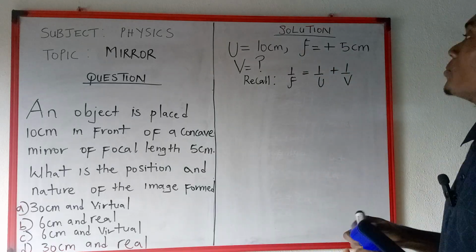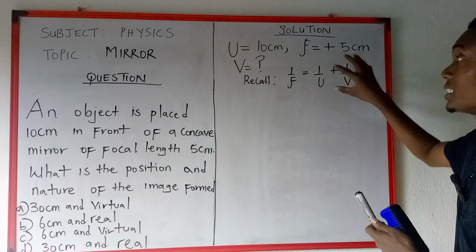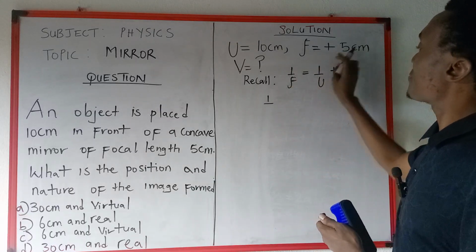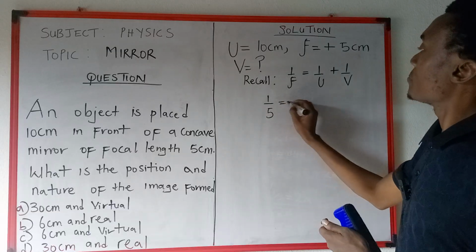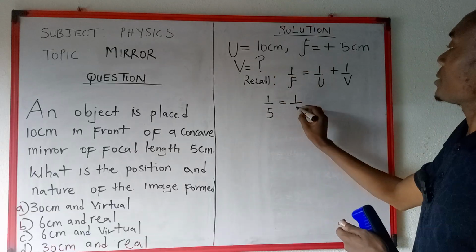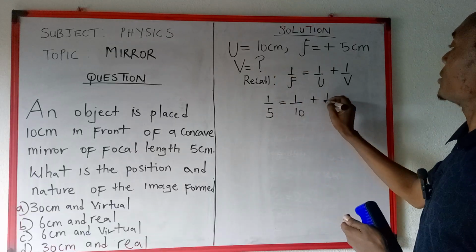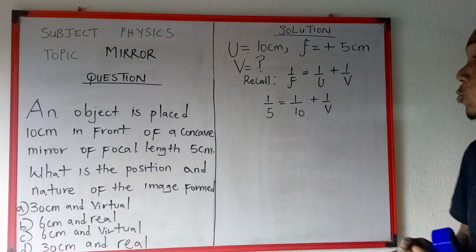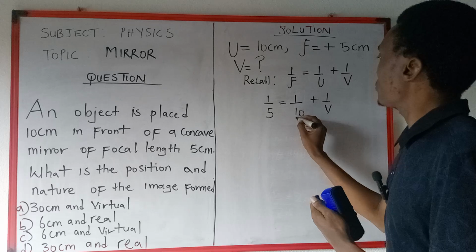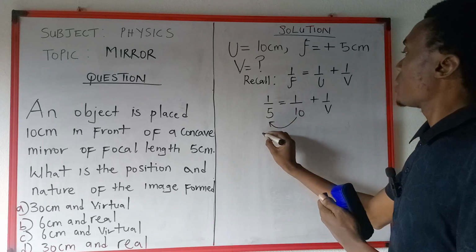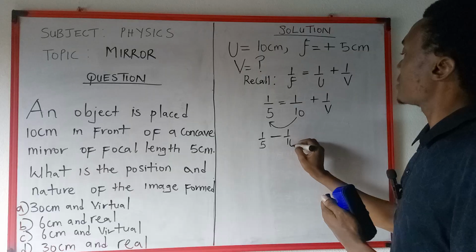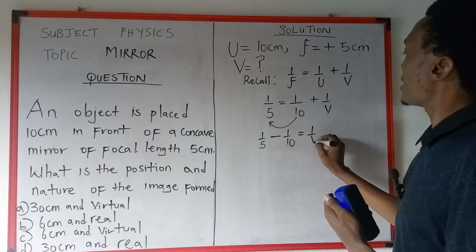Okay? Now, let's substitute inside this particular formula. 1 over F, which is 5, equals 1 over U, which is 10, plus 1 over V. So we're going to make V the subject of the formula. What are we supposed to do? We're going to shift this one to this side. So we have 1/5 minus 1/10 is equal to 1/V.